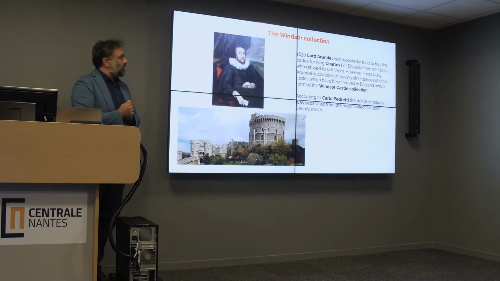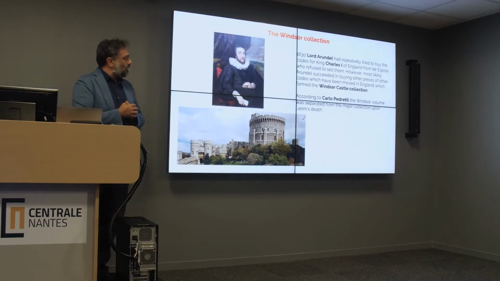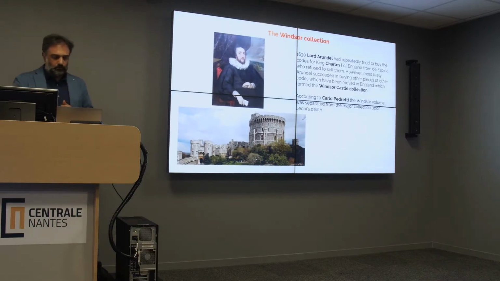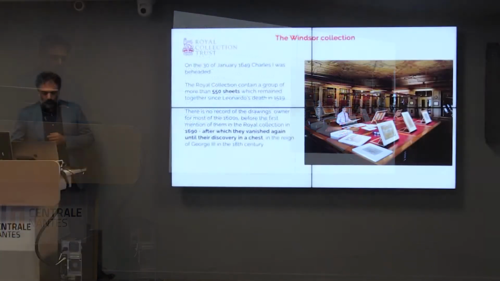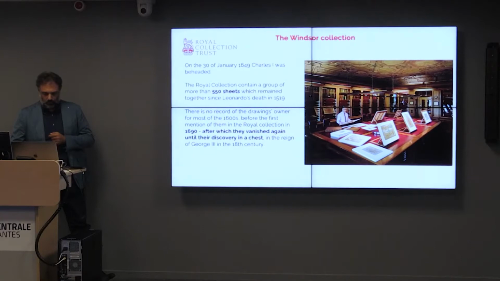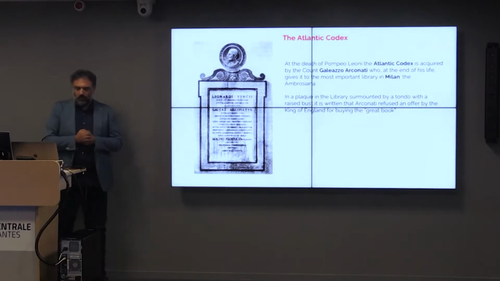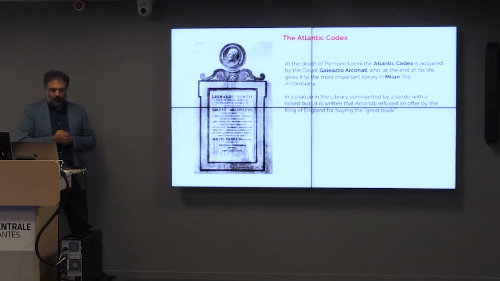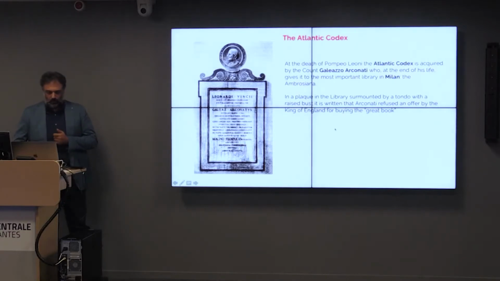Another part was sold to Lord Arundel, and goes to England and becomes the Windsor Castle collection. And a picture of this library, and then another part came back in Italy and was bought by Galeazzo Arconati, and it becomes the Atlantic Codex, and now is in Milan, in an important library that is the Ambrosiana.